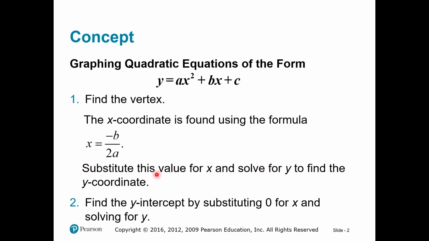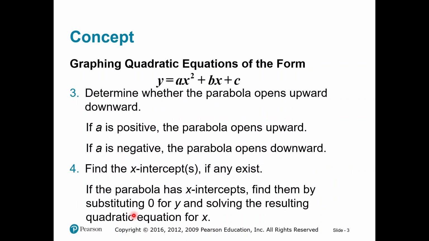Step 2, we find the y-intercept by substituting 0 for x and solving for y. Step 3, we want to know if the graph opens upward or opens downward. If a is positive, which is the coefficient of the x squared, then the graph opens up. If a is negative, then the graph opens down.